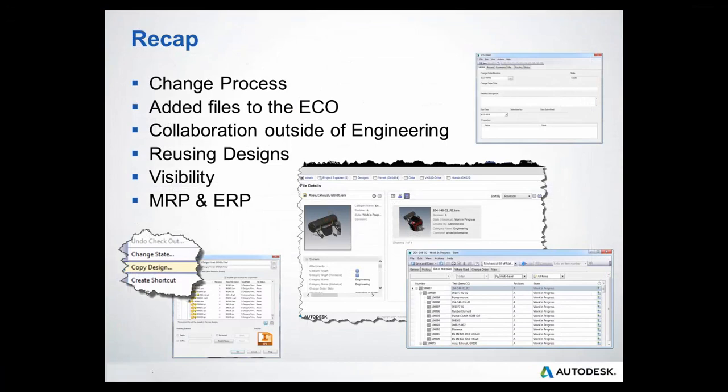Let's recap the presentation. We used Vault to store and manage non-CAD data. We started the change process with an ECO, also added files to the engineering change order, even collaborated with non-CAD users, copied an existing design so that we didn't have to start from scratch. We tracked changes to the data, and finally shared the data with downstream business systems.